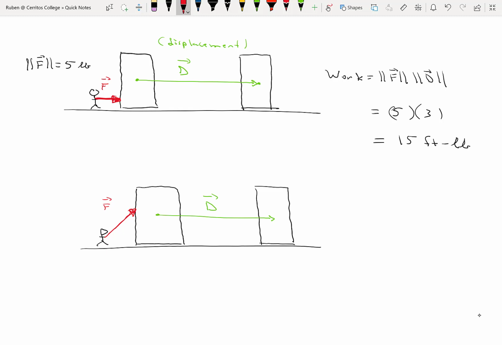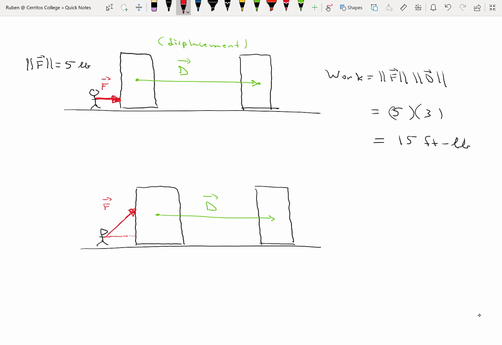But you could push the refrigerator at that angle, and it would move to the right. But the only contribution of his force to the amount of work required to move the refrigerator from the left position to the right position is the component of force in the direction of motion. I need to say that again.